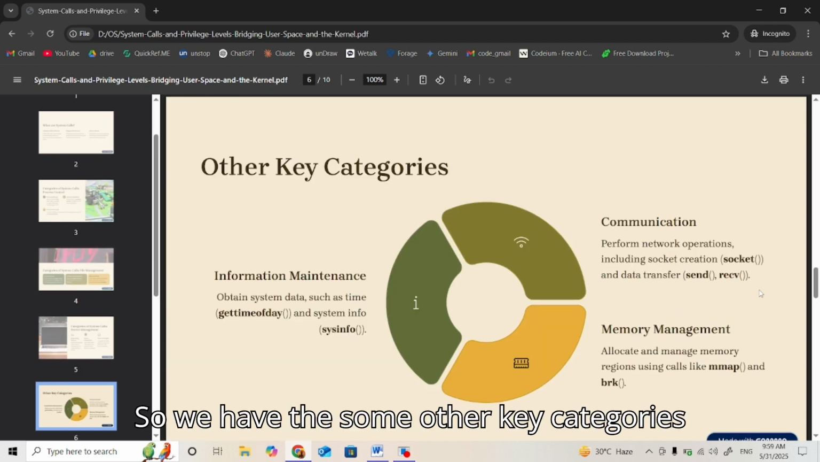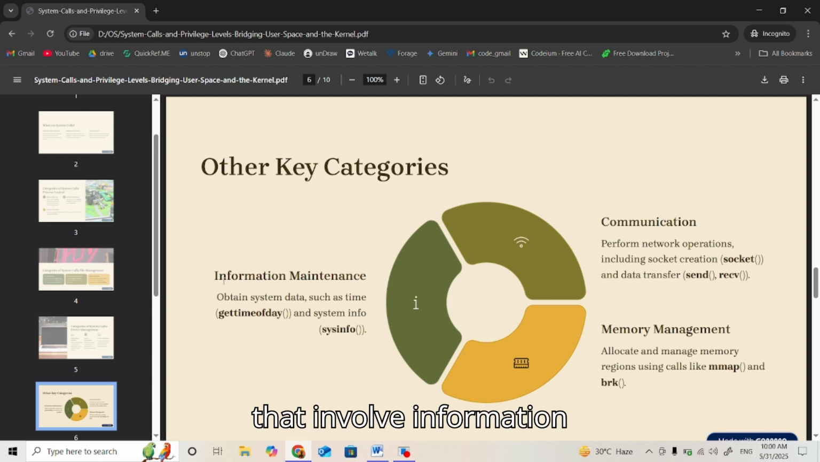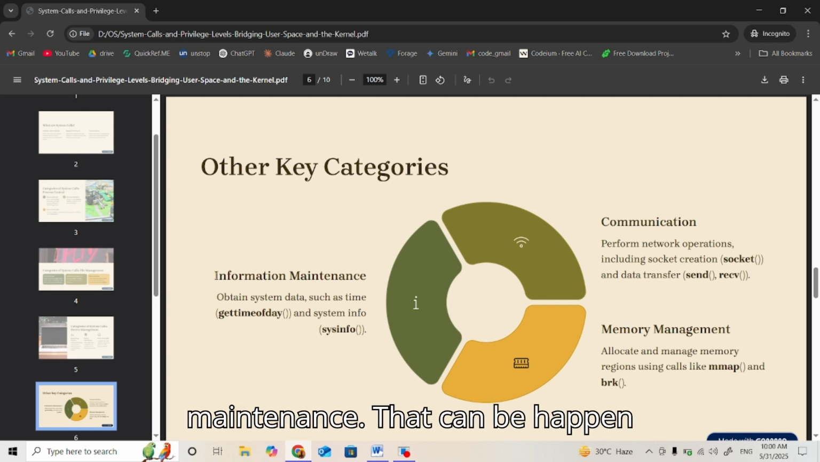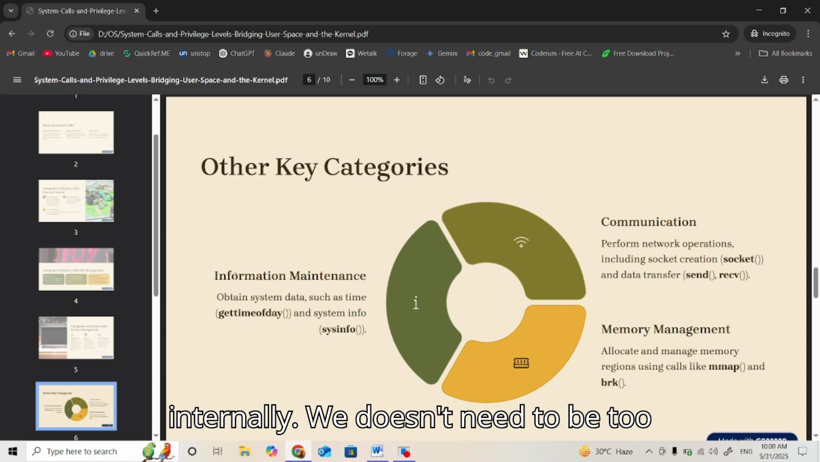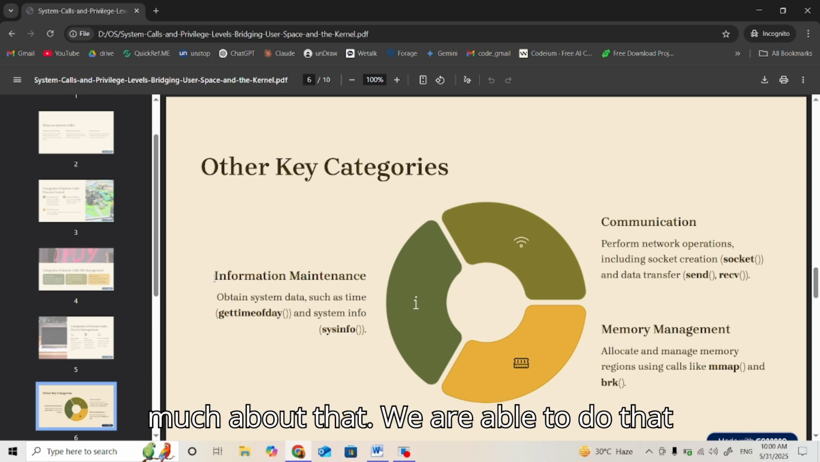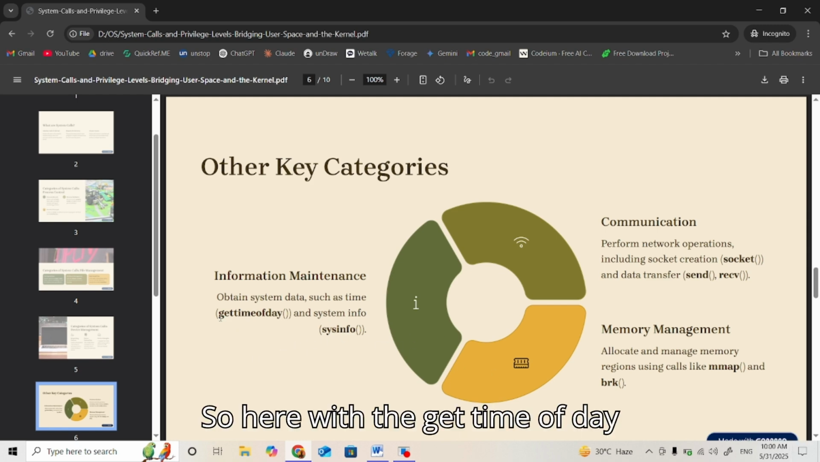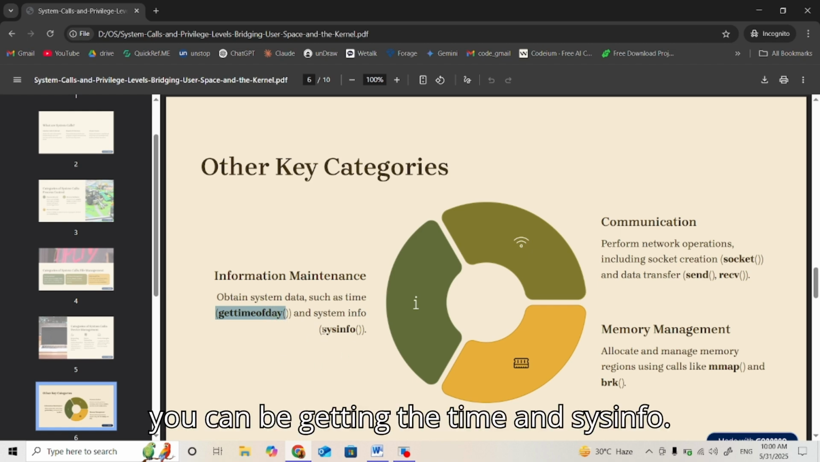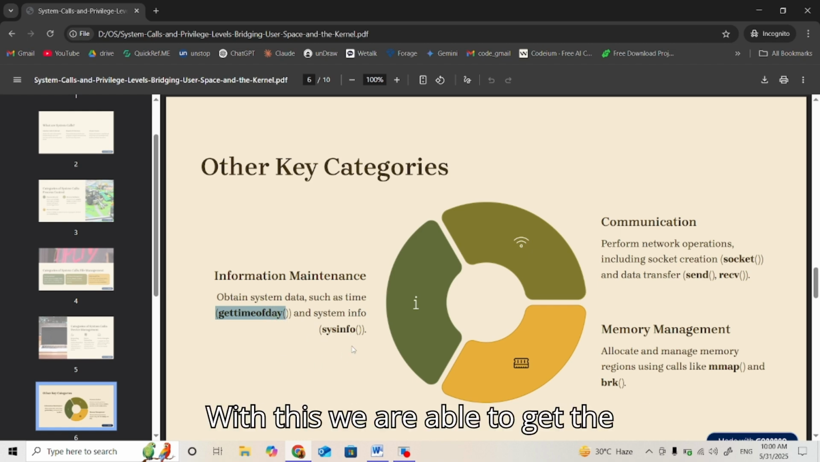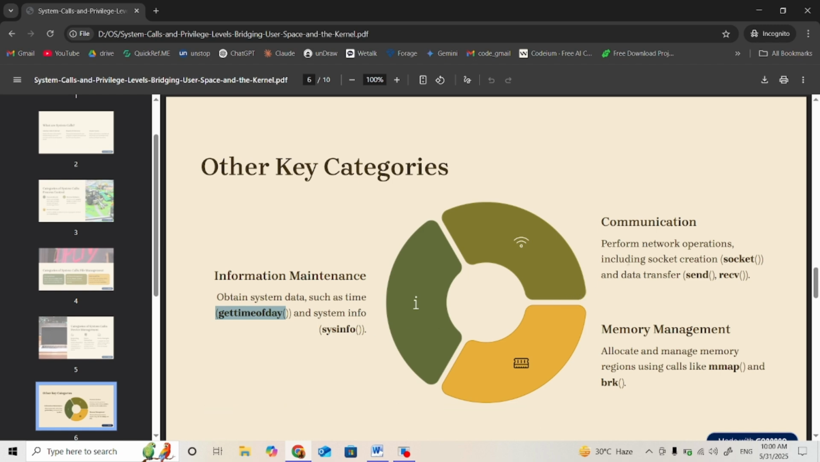So we have some other key categories that involve information maintenance, which can happen internally. We don't need to worry too much about that. We are able to do that, but we don't need to interfere in it. Here, with get time of day, you can get the time, and with sysinfo we are able to get information from the system.